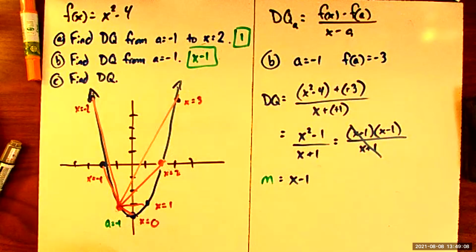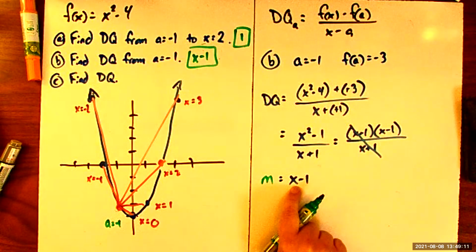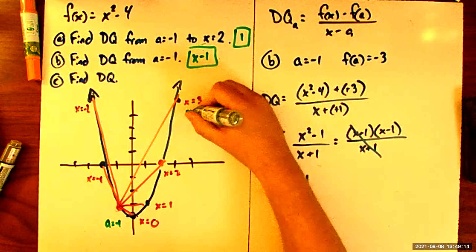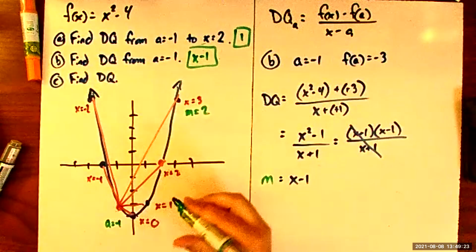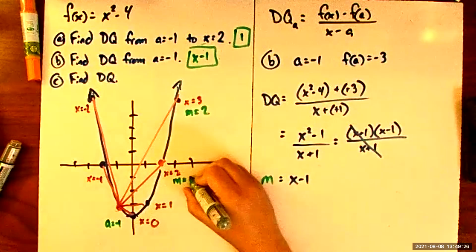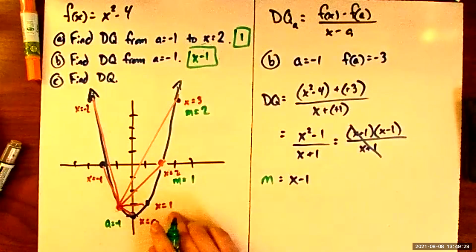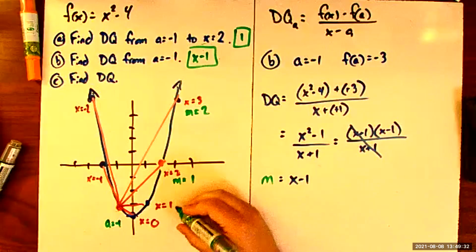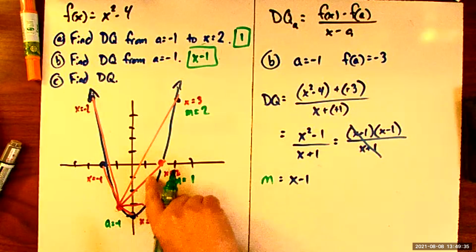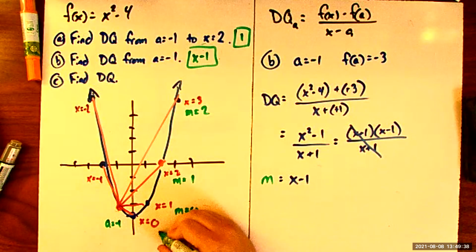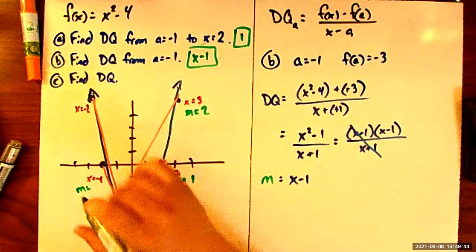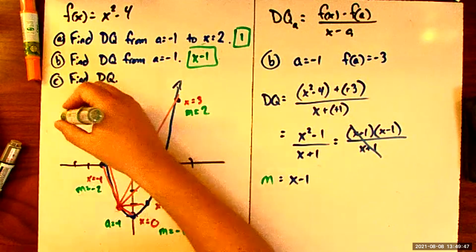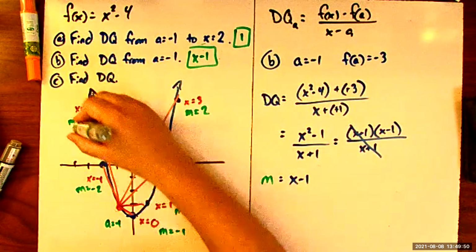And so at x equals 3, well, our slope is going to be given by 3 minus 1, which is 2. And so the slope of this secant line is 2. When x is equal to 2, well, our slope is going to be 2 minus 1, which is 1. When x is 1, we get 1 minus 1, so our slope is 0. And again, looking at these, that looks appropriate. At this point, we'll get a slope of -1. At this one, we'll get a slope of -2. And then at this one, we'll get a slope of -3.